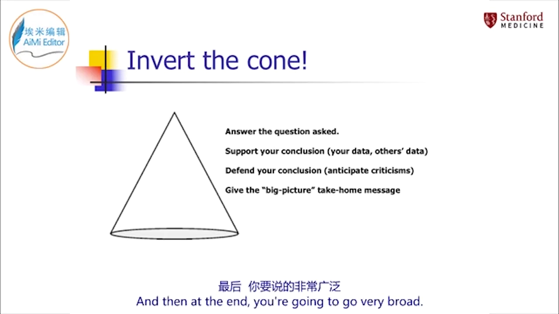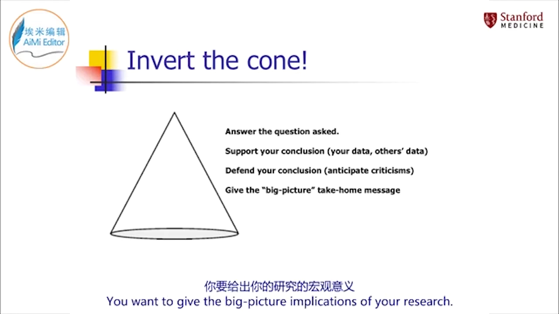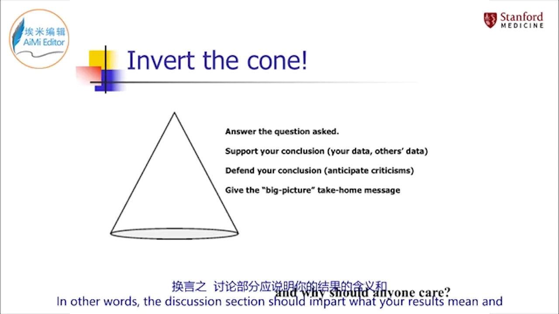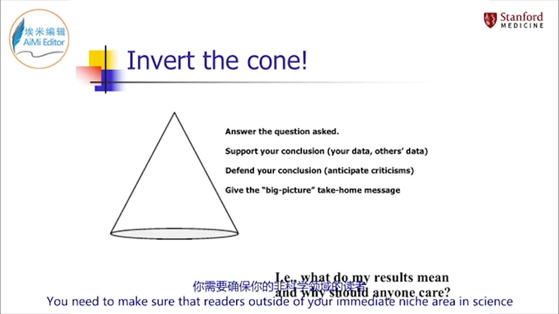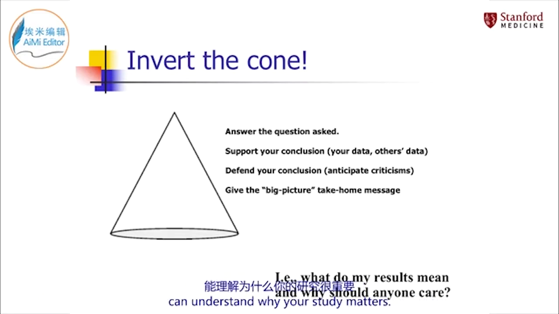And then at the end, you're going to go very broad. You want to give the big picture implications of your research. In other words, the discussion section should impart what your results mean and why should anyone care. This last point is important. You need to make sure that readers outside of your immediate niche area in science can understand why your study matters. You have to make them care.